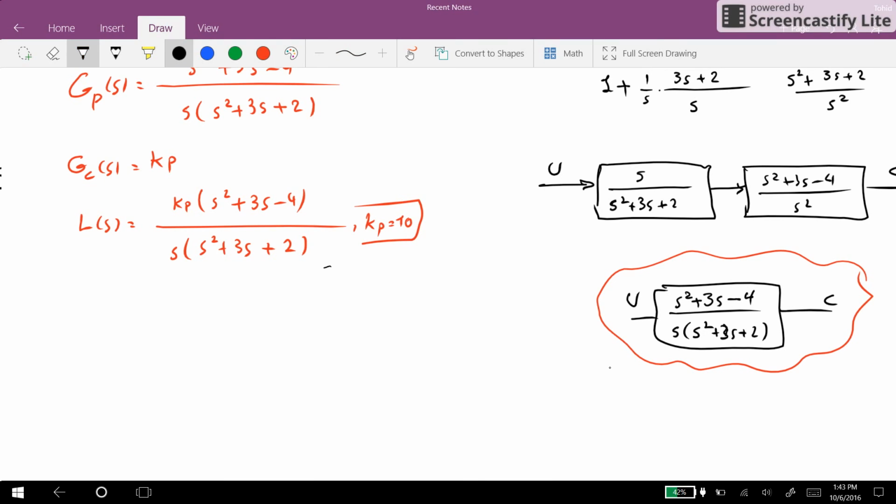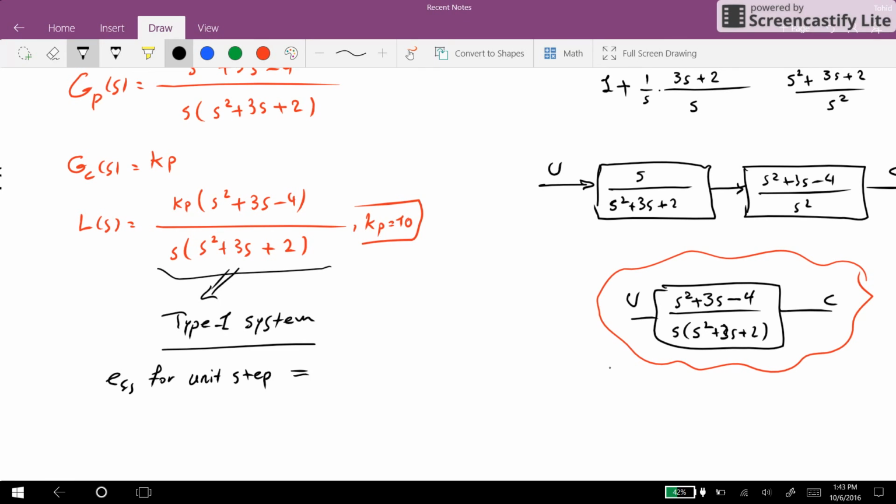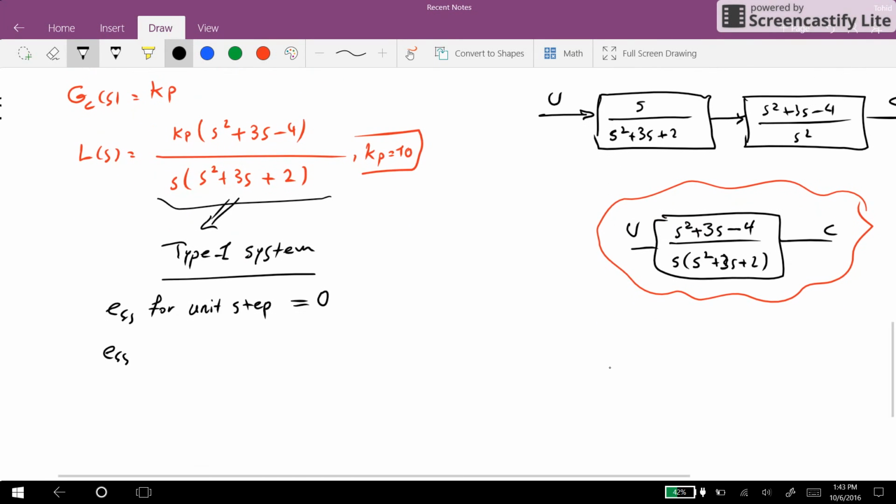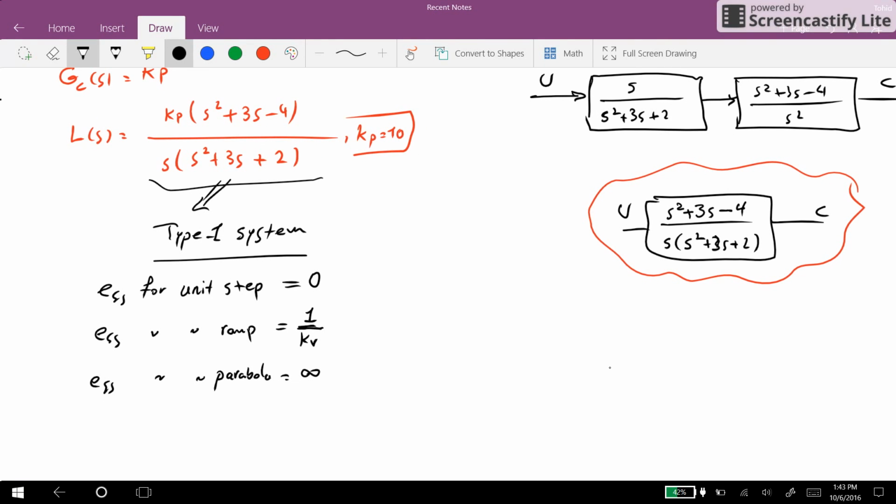Looking at the L of s, we see that it is a type 1 system. And we know that for type 1 systems, the steady state error for unit step is equal to 0. The steady state error for unit ramp is equal to 1 over kV, and the steady state error for the unit parabola is infinity. So we need only to find kV and determine the steady state error for the unit ramp.